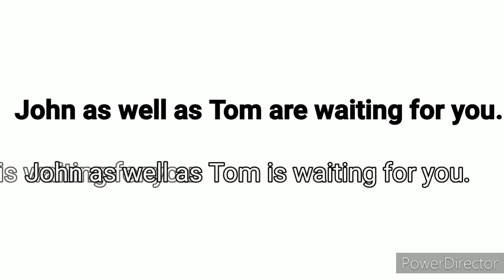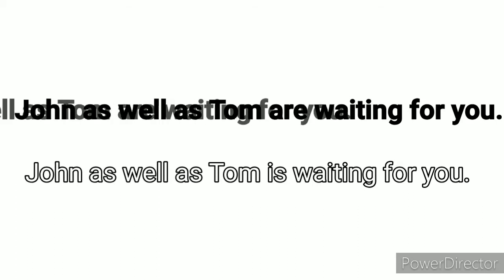Sixth sentence, John as well as Tom are waiting for you. Over here you will make it: John as well as Tom is waiting for you. Here I told you that with the words as well as we use the singular verb with the first noun, if the first noun is singular. Over here John is obviously a singular noun, so that is why we will use the singular verb.